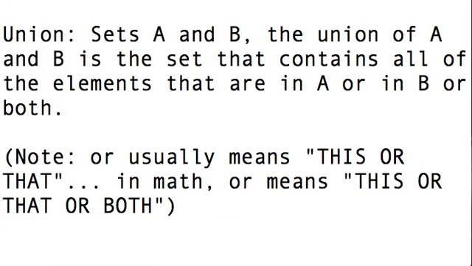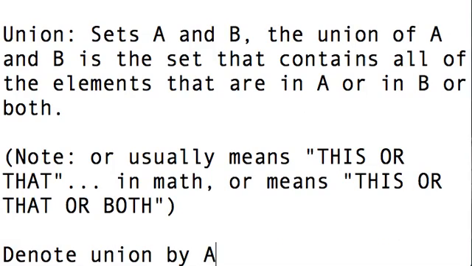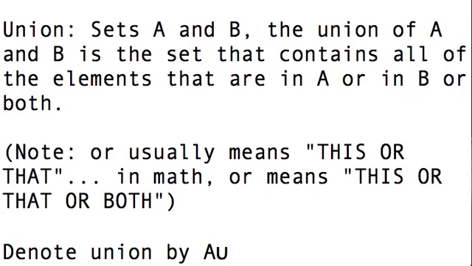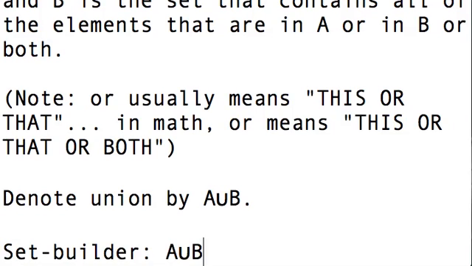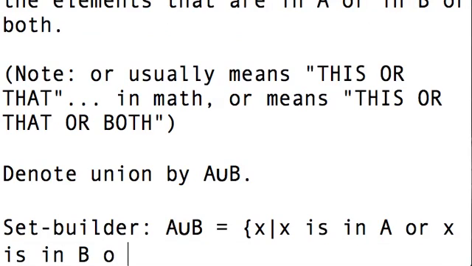Anyways, so we denote the union by a sort of U symbol between A and B. Okay, so that is what the union of two sets looks like. And we can also write this out in set builder notation. A union B is the set of all elements X such that X is in A or X is in B or both.